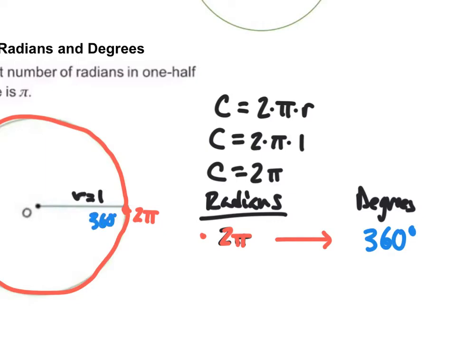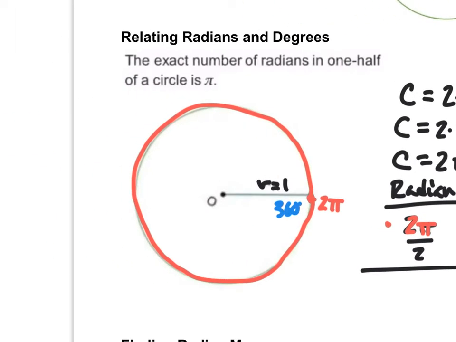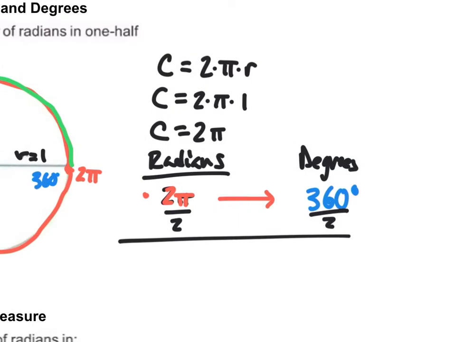So that's 360 degrees. Now, if I were to take each of these and divide them by 2, and cut those in half, if I cut 360 degrees in half, then that's going to give me an angle measure of pi. Well, first of all, let's do it in degrees first. This is going to give me 180 degrees.